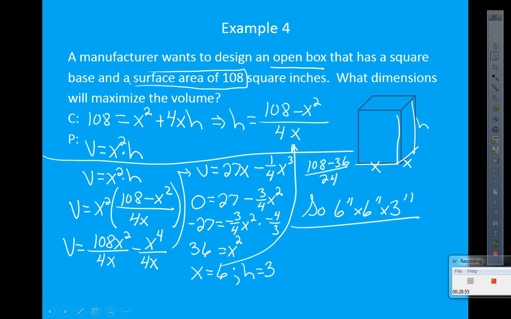There's the dimensions that will get me surface area of 108, but will maximize the volume. Kind of notice one thing again, guys. Notice how this square shows up whenever you want to maximize something. And then it looks like I'm 2 away. Just 2 away.